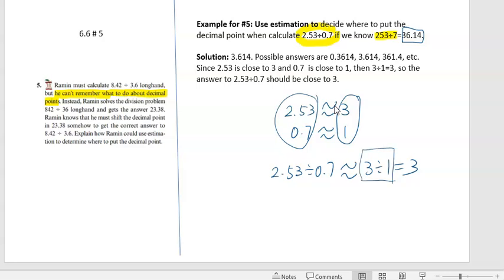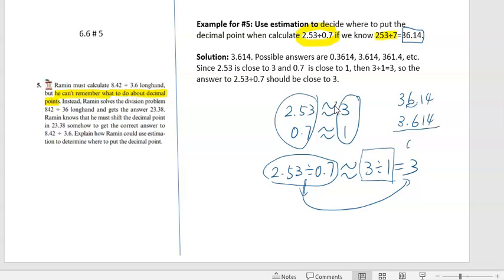And so that means the answer of this division, with the decimals, again, the answer is not very easy to see, should be closer to 3. So when we look at 36.14, that's far away from 3. But if we move the decimal point right here, 3.614, and that is very close to 3. So this should be the correct answer.